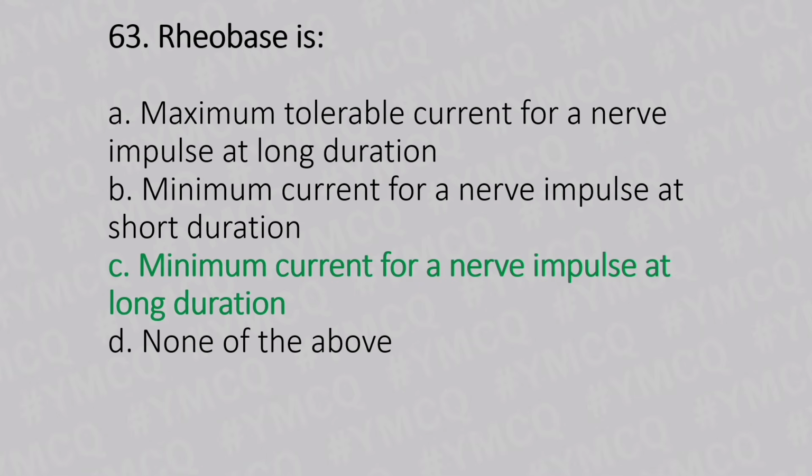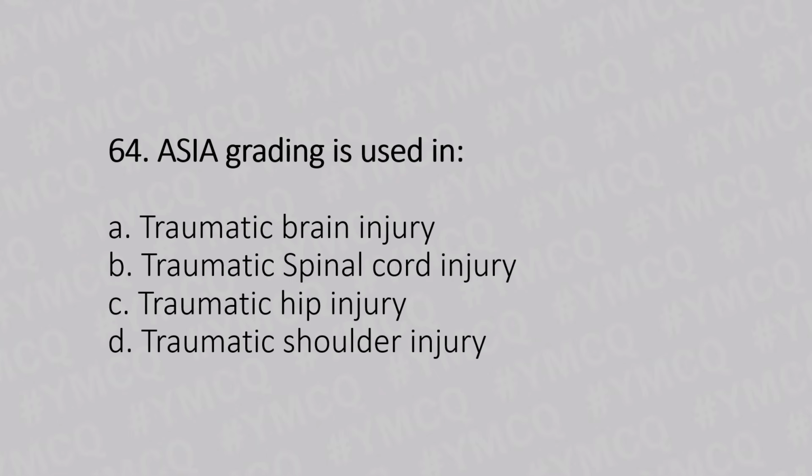Moving to our 64th question, ASIA grading is used in option A, traumatic brain injury, option B, traumatic spinal cord injury, option C, traumatic hip injury, option D, traumatic shoulder injury, and the answer is option B, traumatic spinal cord injury.